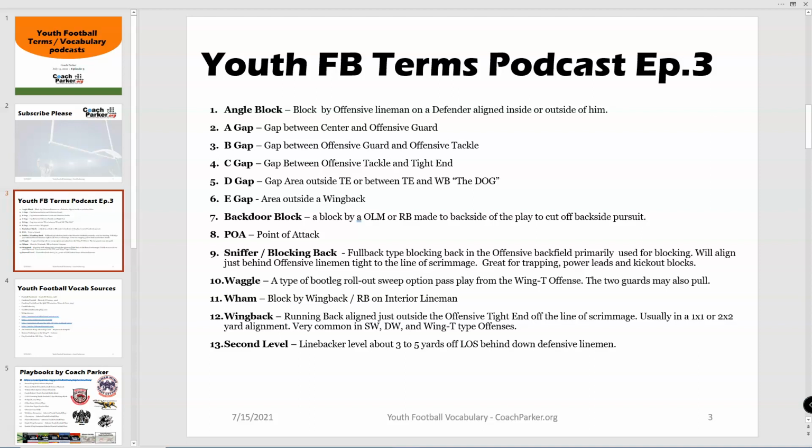Let's see. The next term, number 10, is a waggle. It's a type of bootleg where the quarterback will reverse pivot out on a bootleg.